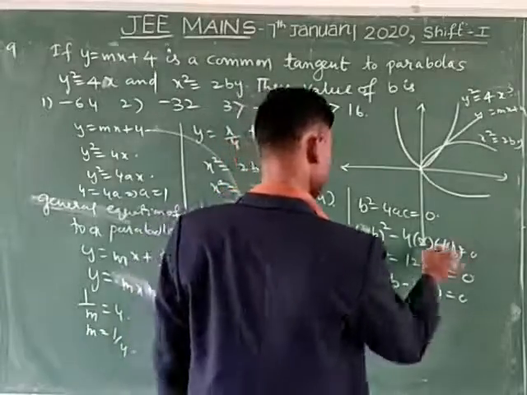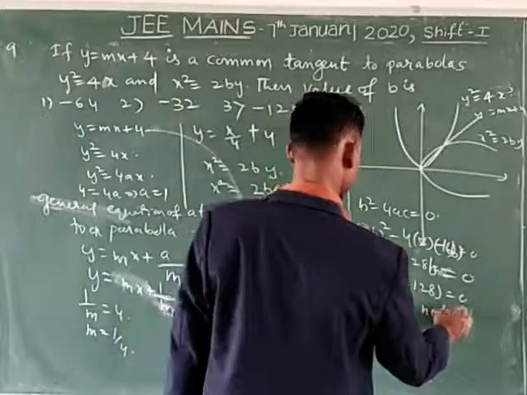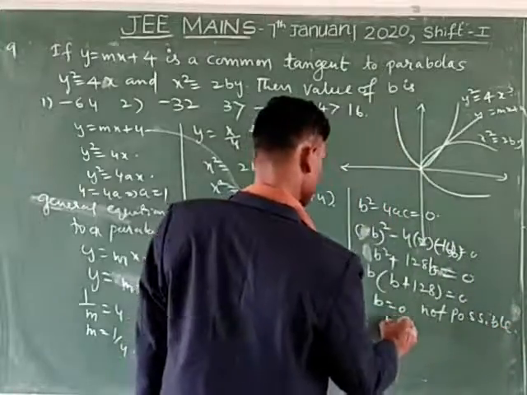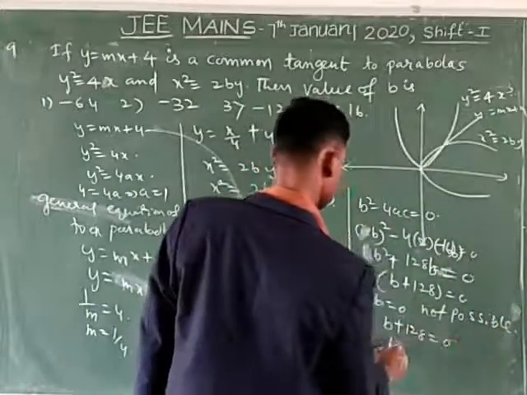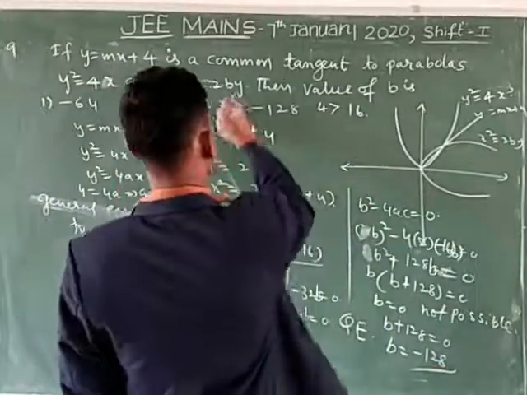This is also minus, so here plus, here also plus. Here b is 0, not possible. Then b plus 128 is equal to 0, then b is equal to minus 128. Which value here? Minus 128, third option.